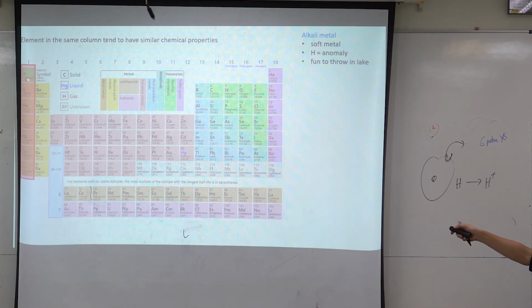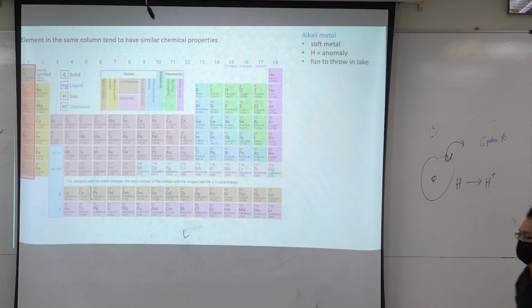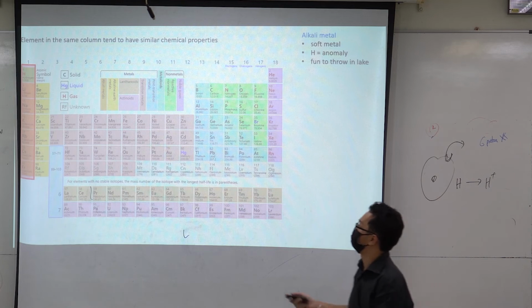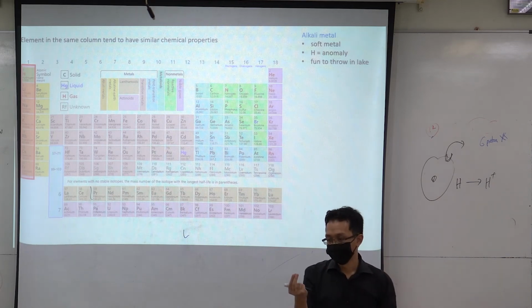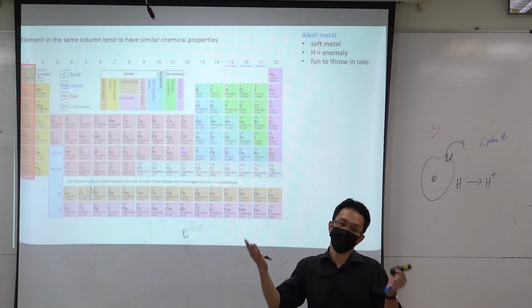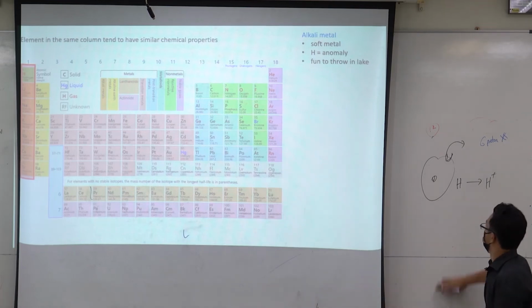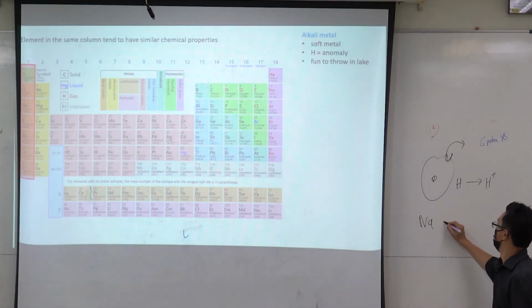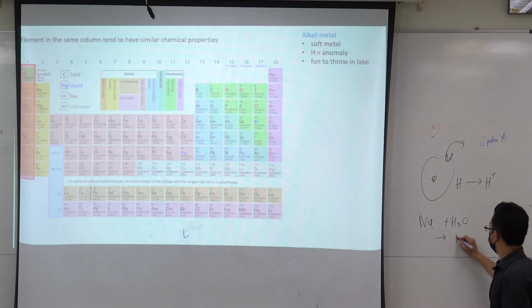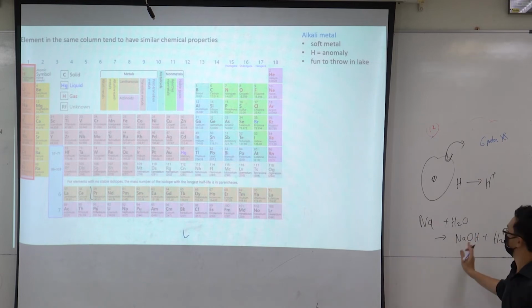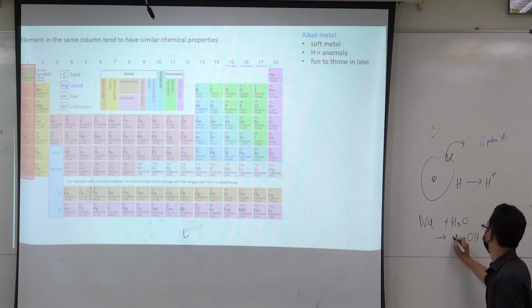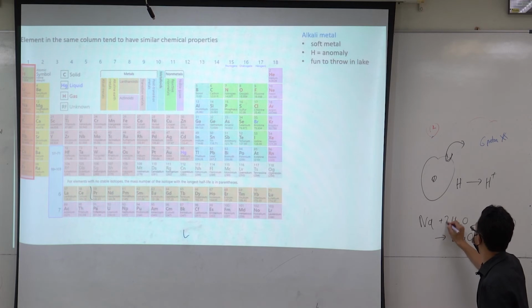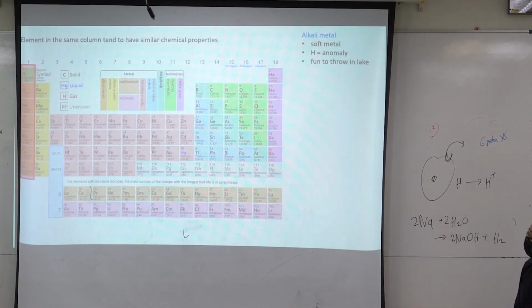And all the soft metals in the first group are fun to throw in water. If I have a sodium metal and throw it in the water, it will explode. The reason is that sodium plus H2O gives NaOH plus H2. If you balance the equation, because there are 2 here, you get something like this.